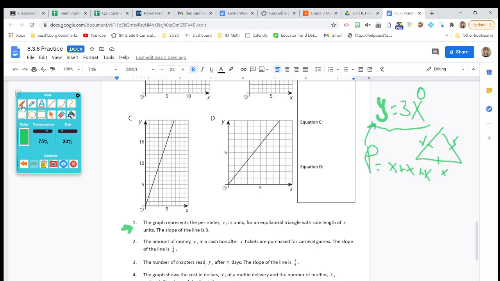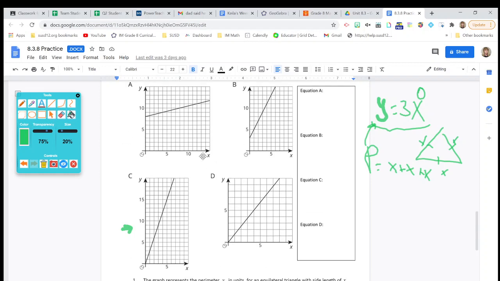Okay, look at your graphs and figure out which one fits. Now A and B, they both have a y-intercept. That doesn't make sense. If the length of the triangle were 0, then we know we have 0 perimeter. But this would mean if the length of the triangle edge were 0, our perimeter would already be 8. So you see, a y-intercept doesn't make sense in this situation. We're probably going to choose C or D.